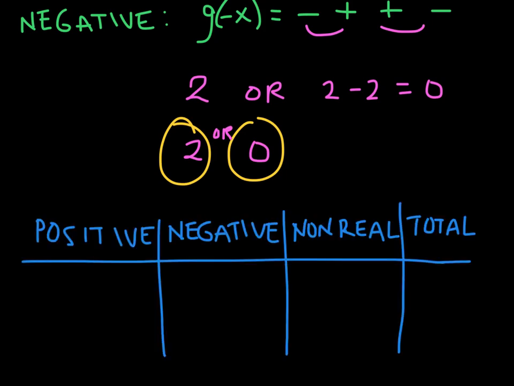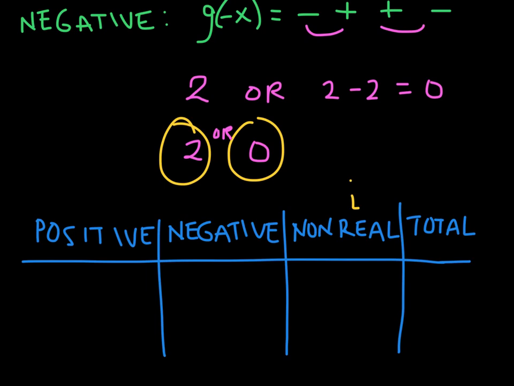Now, I created this table here. This first column is for how many positive real zeros you have. This is how many negative real zeros. These are your non-real zeros, so think of these as imaginary. And then the total number of zeros. Now, let's talk about this first case.